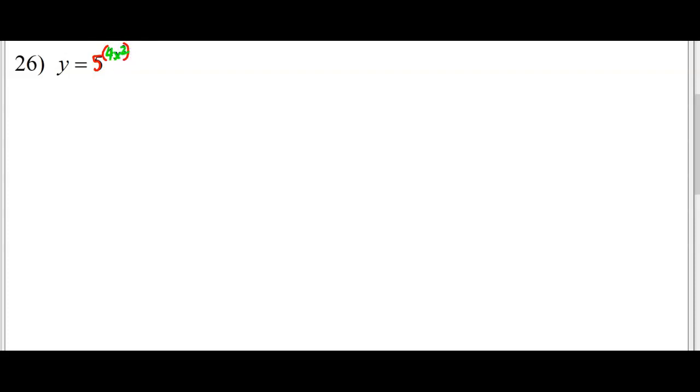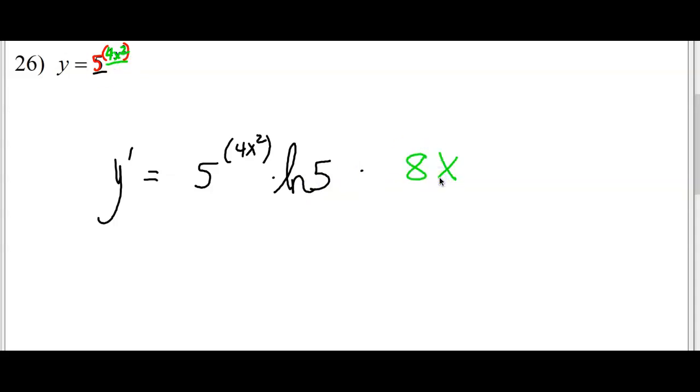So let's do our derivative. The derivative of an exponential function that's not base e can be found by just writing the whole thing again, but with an extra caveat. We're also going to multiply it by ln of whatever your base is. In this case, it's 5. That's the derivative of the outside. Now we do the derivative of the inside. That would be 8x. And that's our final answer.